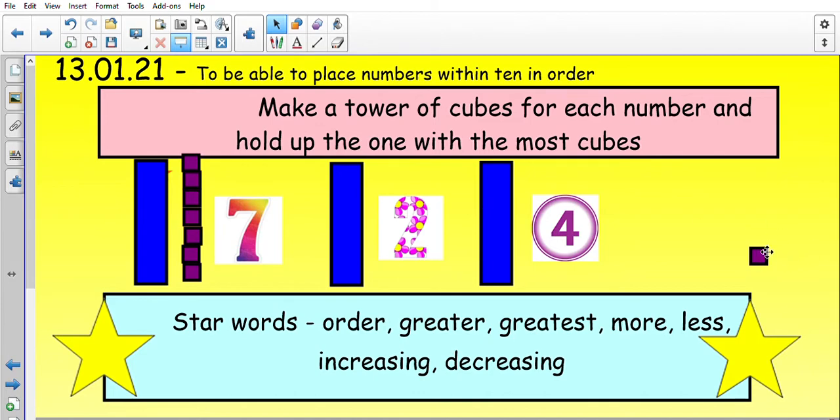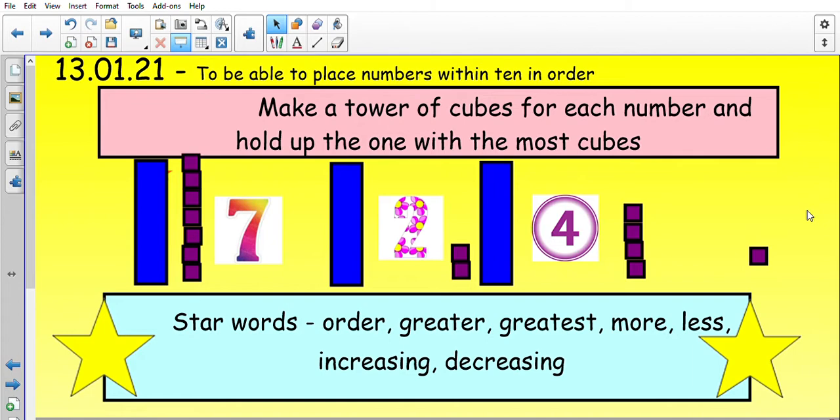Right, what's this number here? Number 2. Right, so we need 2 for this one. 1, 2. Great. What about this one? Number 4. Well done. So 1, 2, 3, 4. Brilliant.